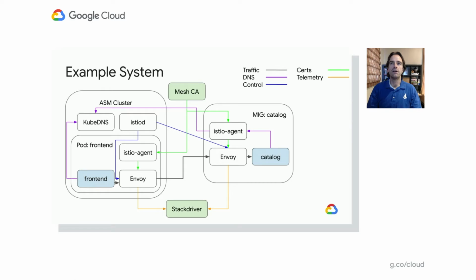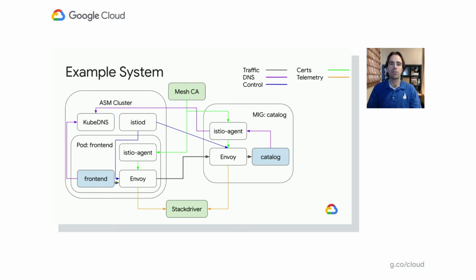So I'm going to try to give a brief overview of the architecture of the system, and I'm going to use an example that we're actually going to be using in a demo later. So here we have a GKE cluster that's running Anthos Service Mesh 1.6, and it has the online boutique sample application installed in it. But we actually took out the product catalog service and we moved that over into a MIG instead of being running in a Kubernetes pod.